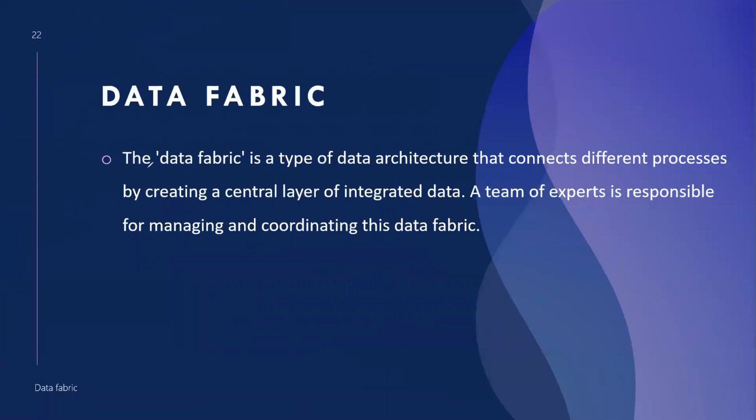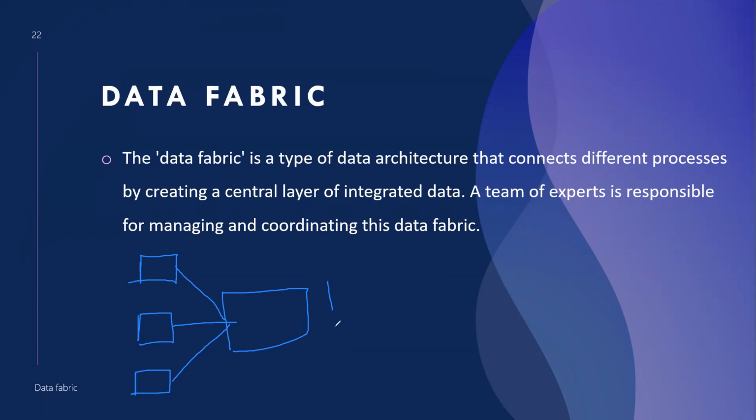Data fabric is a type of data architecture that connects different processes by creating a central layer of integrated data. Let's say your data is in GCP, Google Cloud, your data is in Microsoft Azure, and your data is in Amazon AWS. There will be APIs, and you can use these APIs to get the data out of it. And then you can create one central layer.